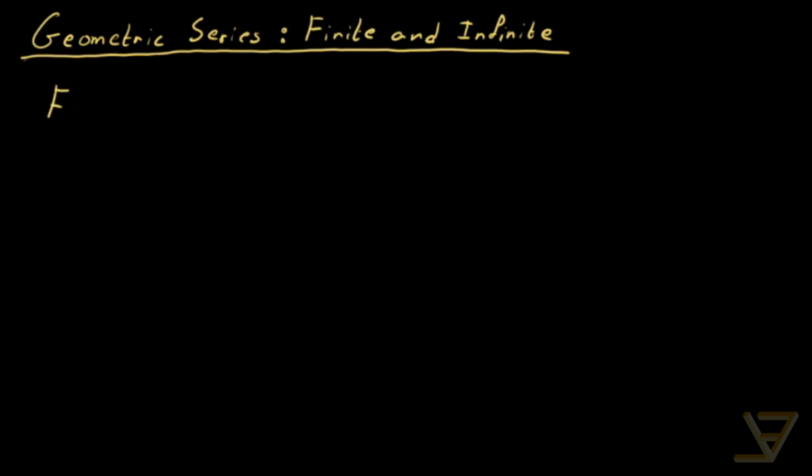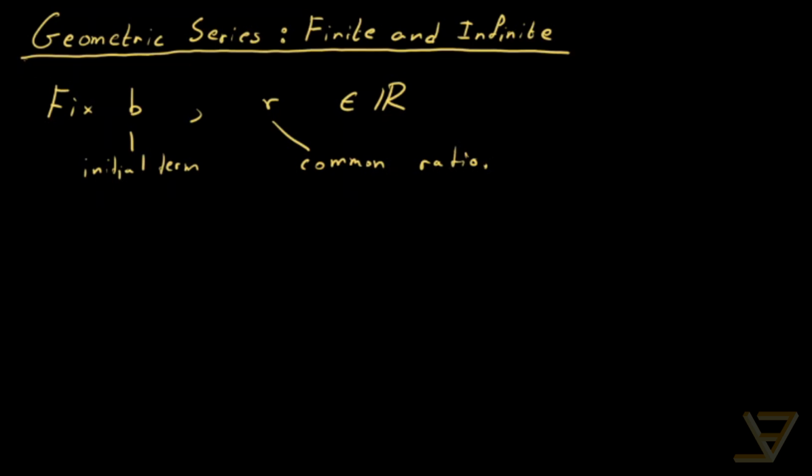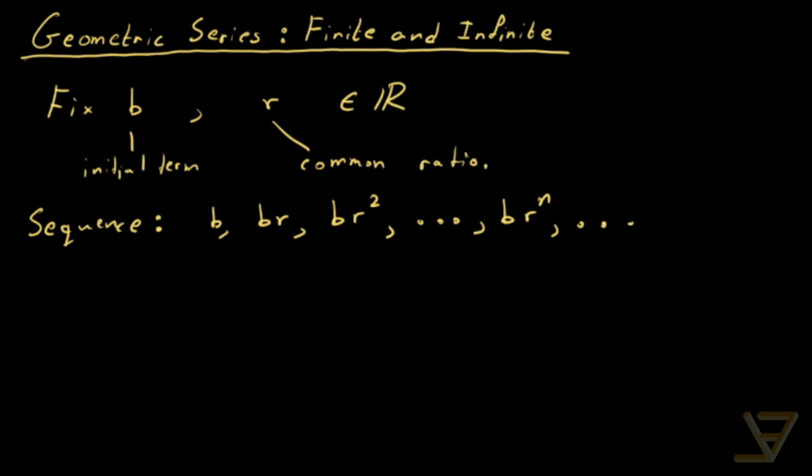What we do first is that we fix b and r in the real numbers, where b is called the initial term and r is called the common ratio. And what we have is a sequence of the following type. We start with b, then we multiply by r, then we multiply by r again to get br squared, and we keep going until we have br to the n, and in the infinite variant we actually just keep going.